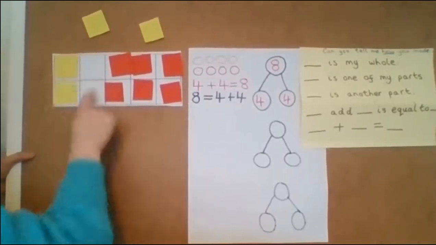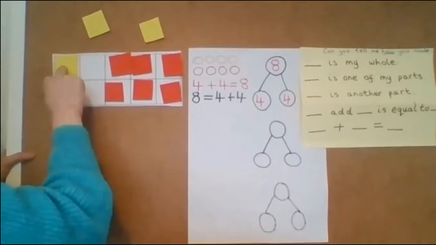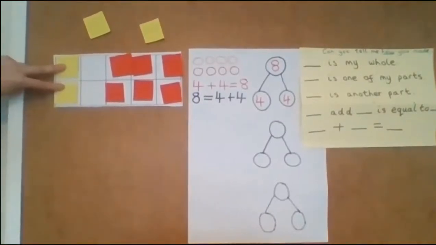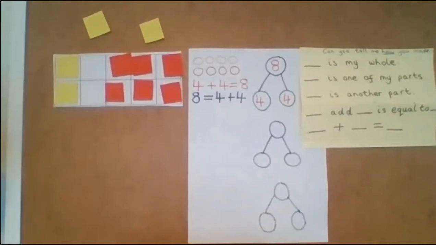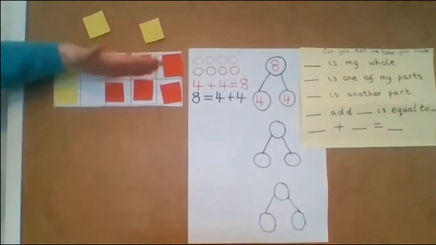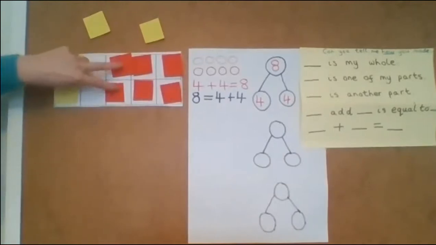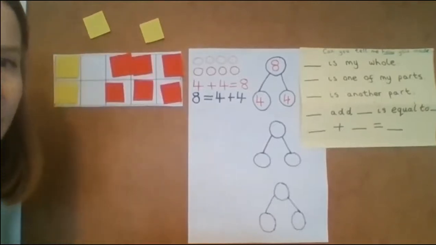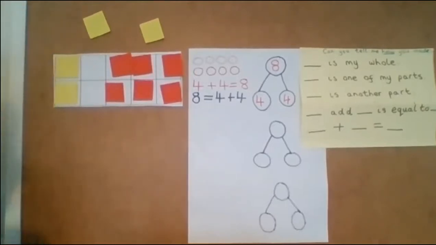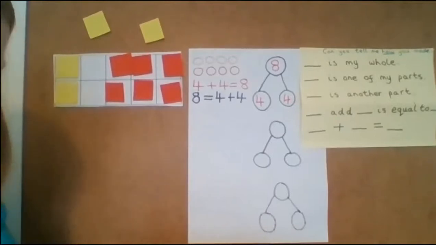So I've made 2 as a part over here. And then how many have I made over here as the other part? What's the other part? I know 3 on the top and 3 on the bottom is 6. 2, 4, 6. 2 add 6 is 8. So now I need to record how I made the number 8.